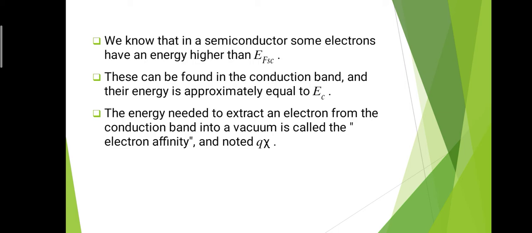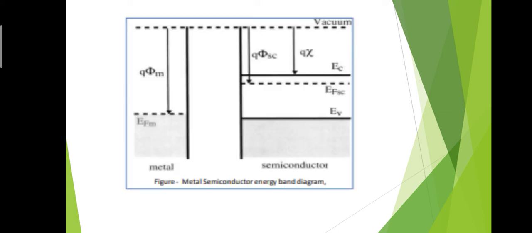The electron affinity is denoted by Q chi, which is also shown in the figure, as the energy difference between the conduction band and the vacuum level. That means the energy required to remove an electron from the conduction band to the vacuum level is known as the electron affinity. So this is the metal semiconductor energy band diagram.